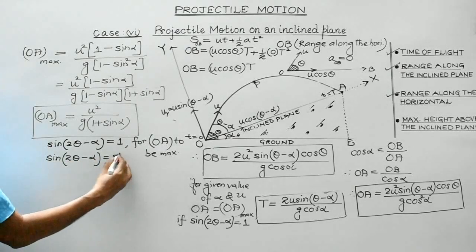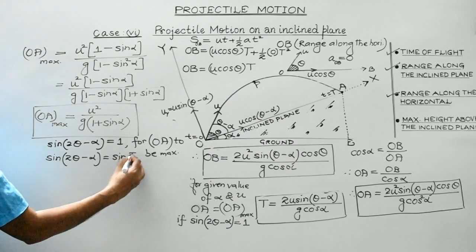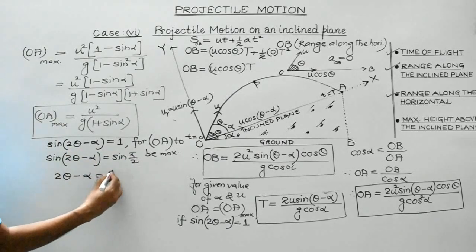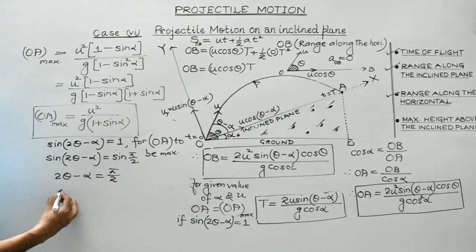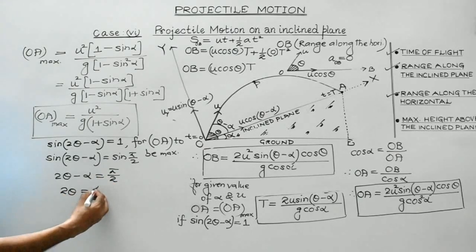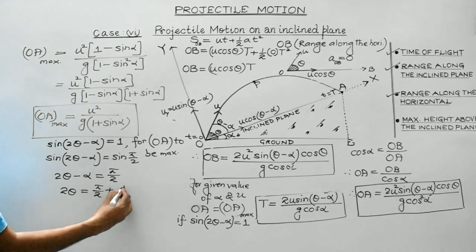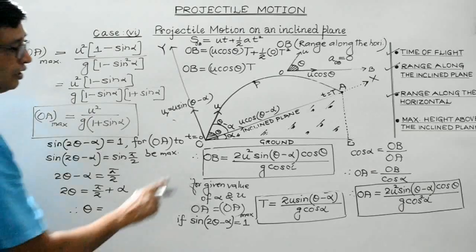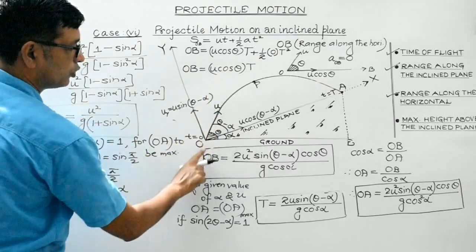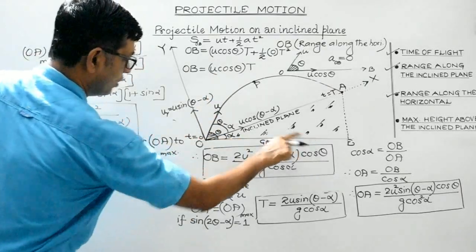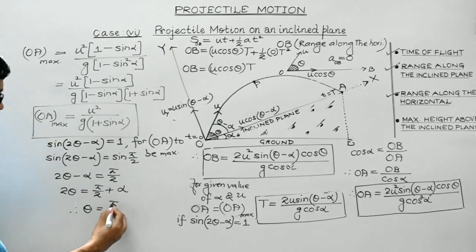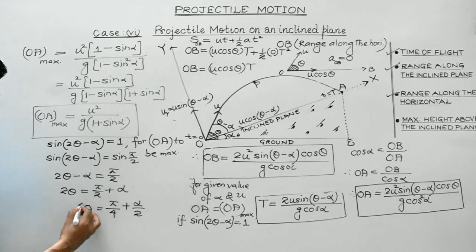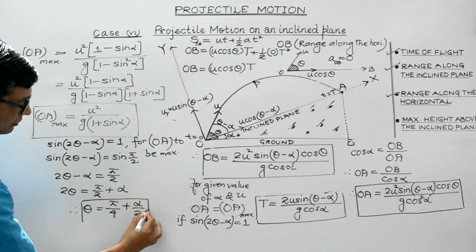So 1 is equal to sin 90 degrees. So comparing both the sides, what we get is 2θ − α = π/2. So rearranging the terms, we get 2θ = π/2 + α. Therefore, θ, the angle which the initial velocity vector of the projectile must make with the ground, must be π/4 + α/2. So students, this is a very important result.